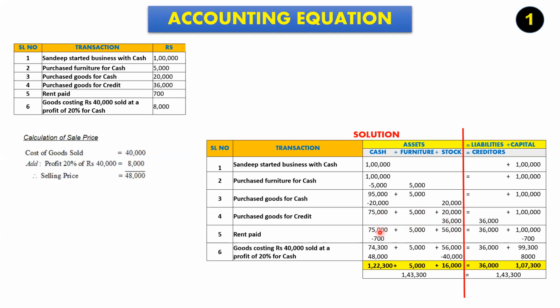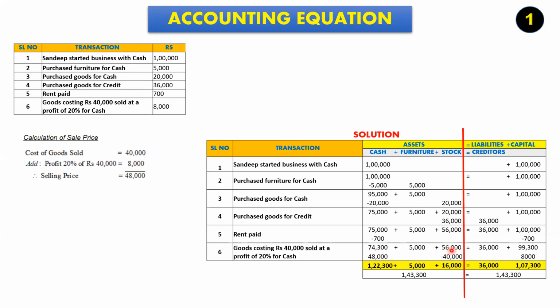But rent paid, how much is the rent we are paying? We are paying rent of 700. That is an expense. Okay, paying the rent is an expense. That means minus 700. How much does it become? 75,000 minus 700 becomes 74,300. And bring this down like this only. 5,000 should come down and 56,000 should come down.